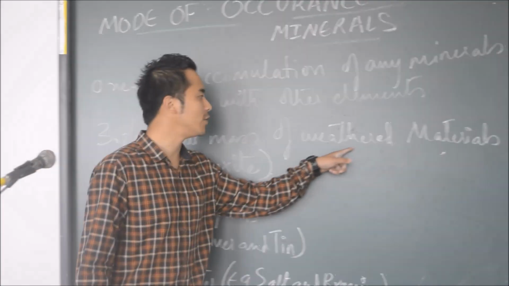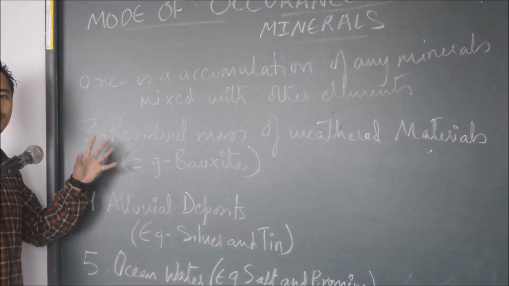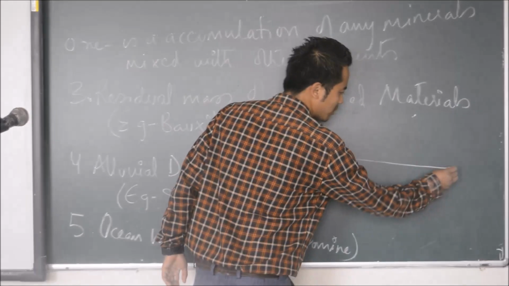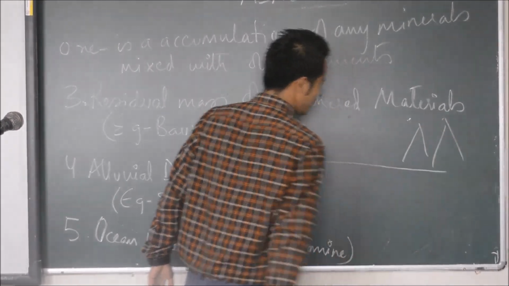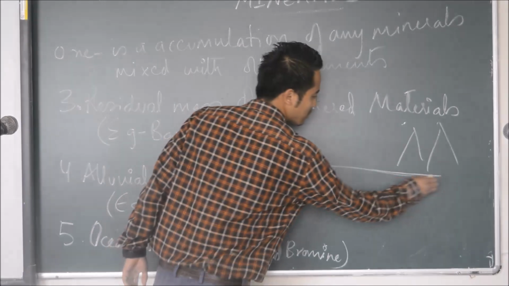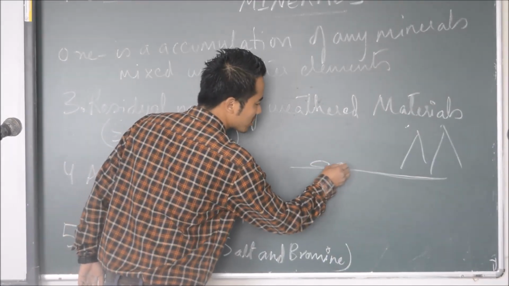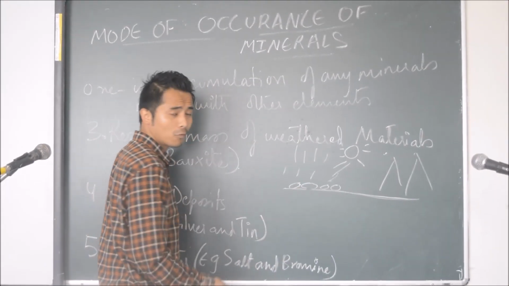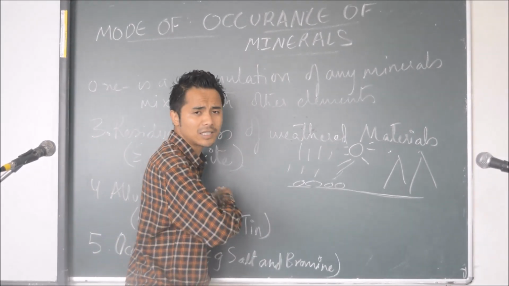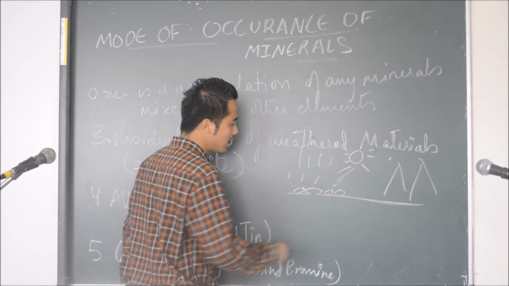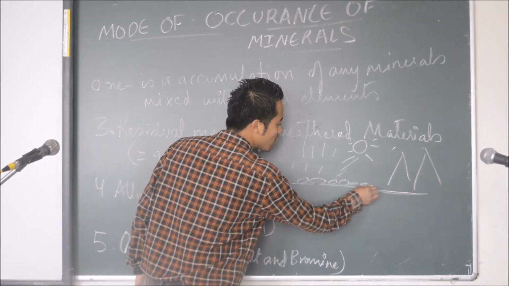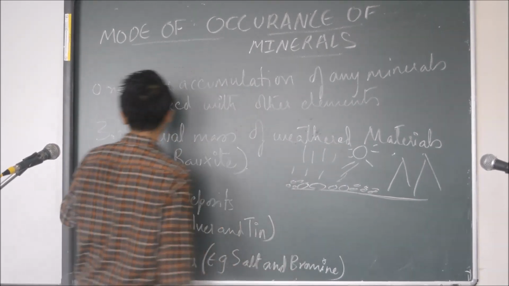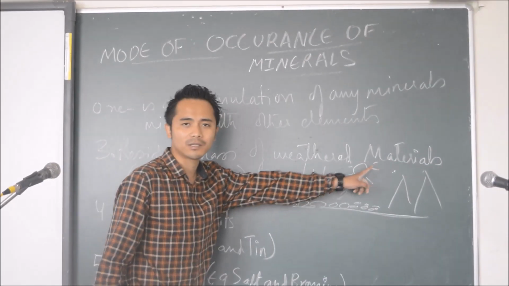Residual mass of weathered materials. Some minerals occur due to the residual mass of weathered materials. Consider this as the earth. This is the hills and everything. This is the plain and whatnot. So these are the rocks. Due to the weather, due to the climatic condition, these rocks slowly decay, or they decompose, and they leave behind deposits of minerals. In that way, some minerals are formed due to the residual mass of weathered material. I hope you understood.